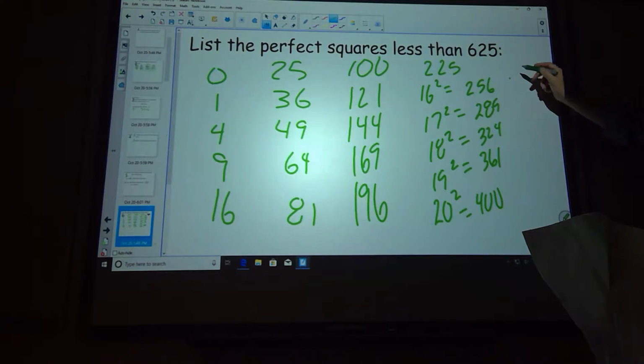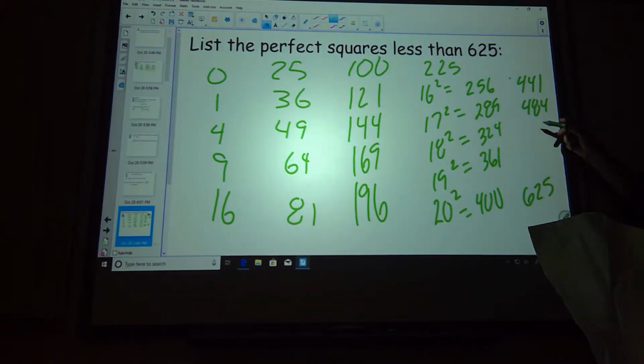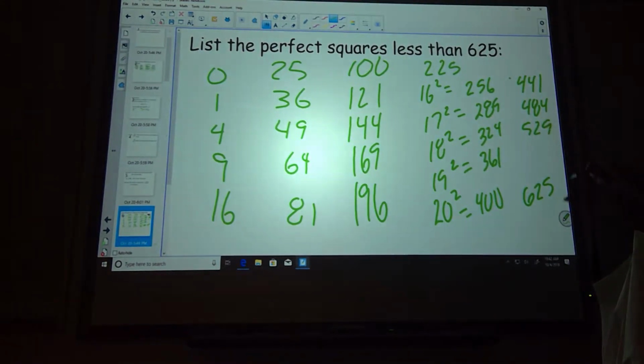21 squared, 441. 22 squared, 484. 23 squared, 529. And 24 squared, 576. And then 25 times 25 is 625.